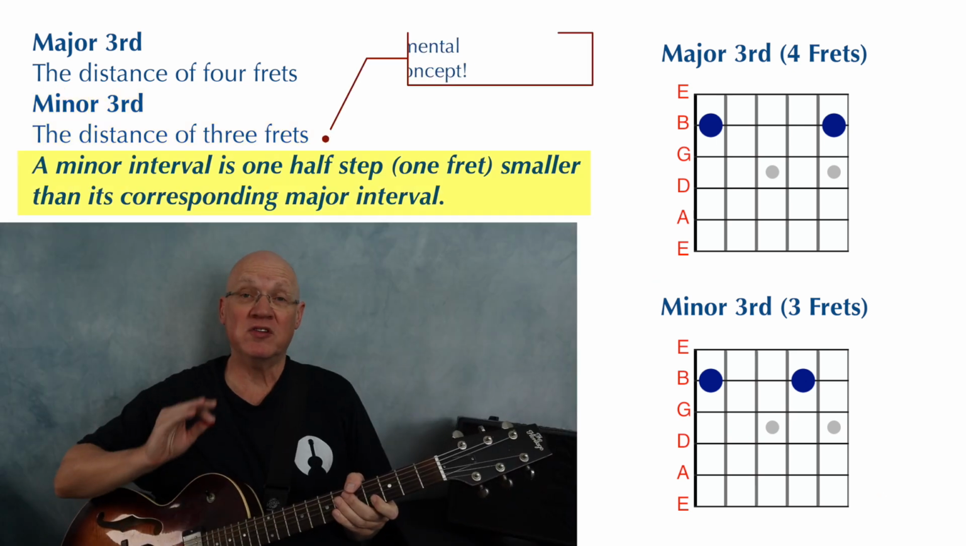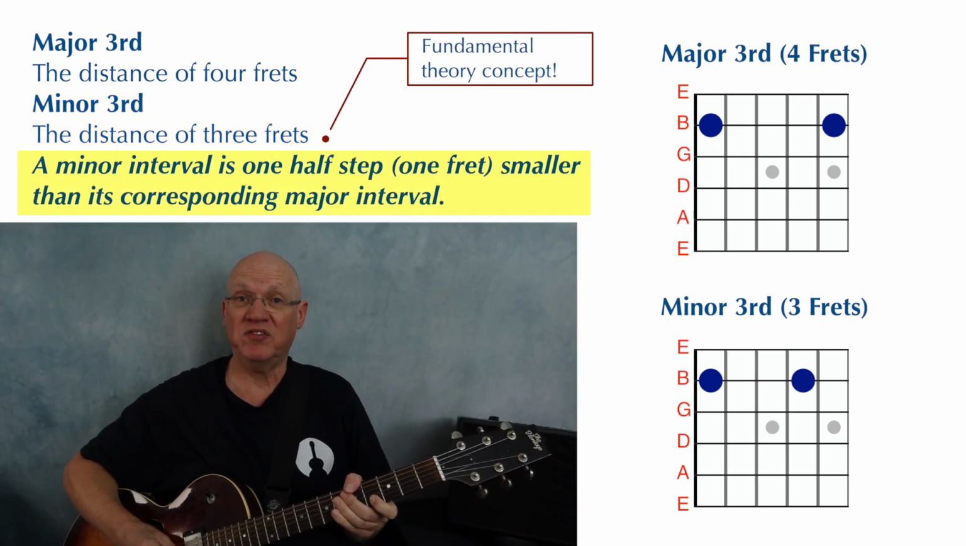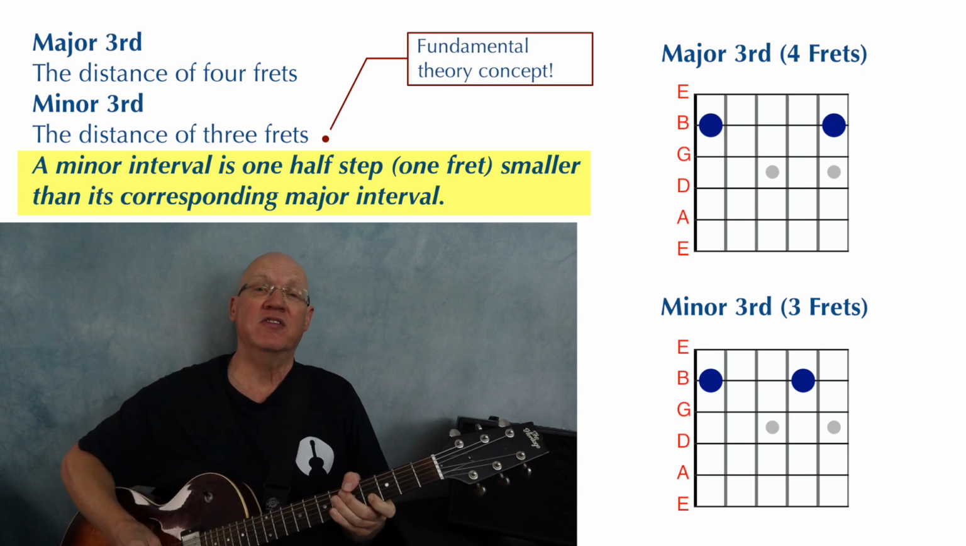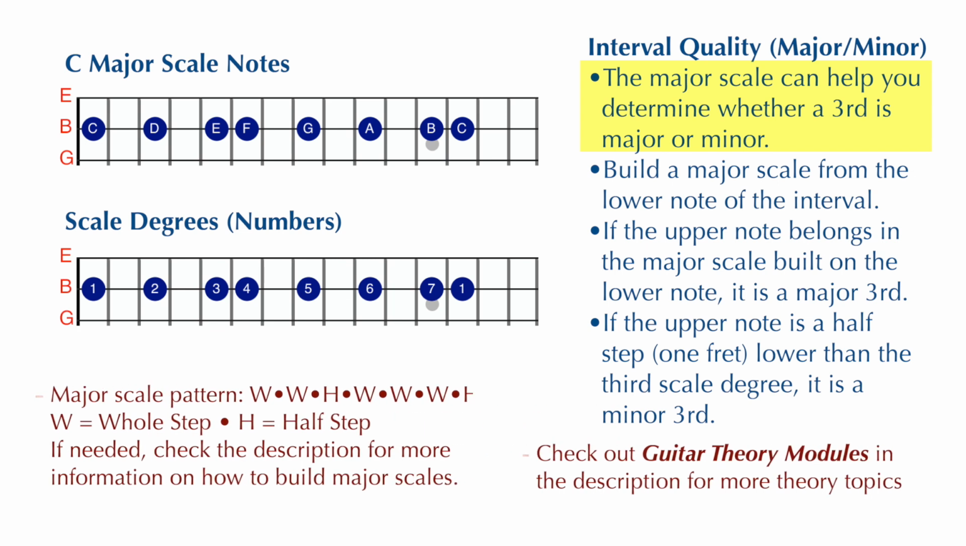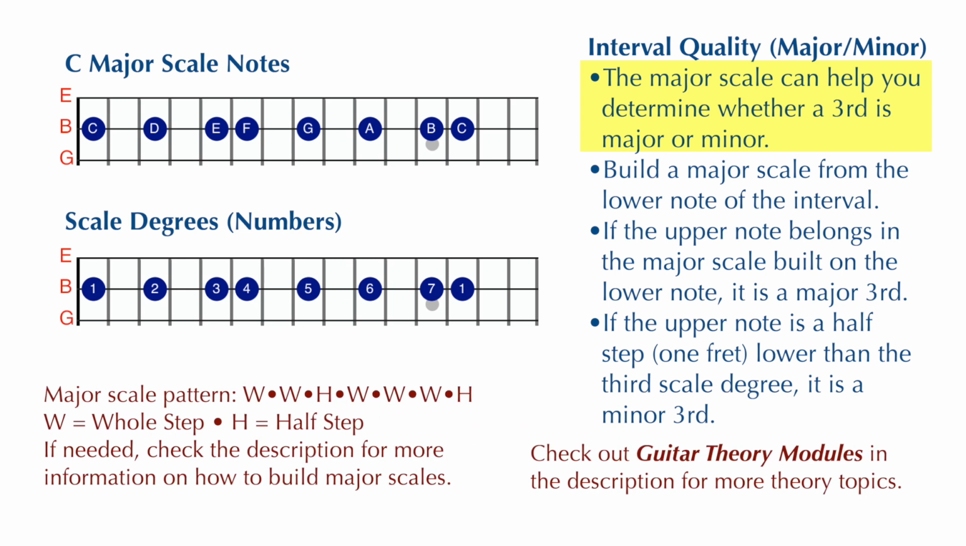A minor interval is always going to be 1/2 step or 1 fret smaller than its corresponding major interval. The reason we have major and minor intervals has to do with the major scale. As already mentioned, C to E is a third. When you're trying to figure out the quality of an interval, major or minor, build a major scale starting on the lower note of that interval. In other words, think of the lower note as the tonic.